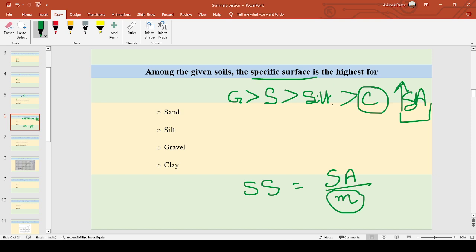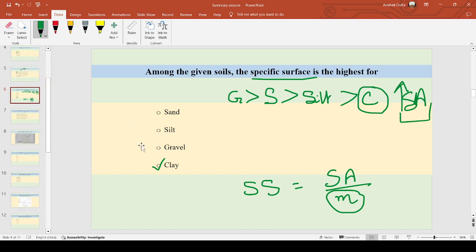So among the given soils, specific surface is the highest for clay, because for the same mass of clay, silt, sand and gravel, clay will have the highest surface area. Because it has the lowest size, it will have more number of particles in the sample of the same mass. I hope it is clear. I'll go to the next question.